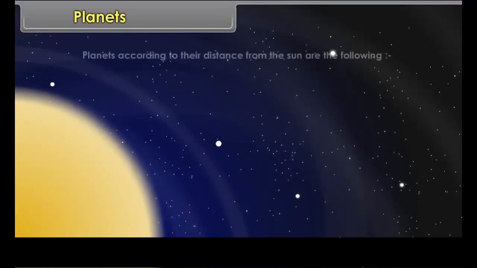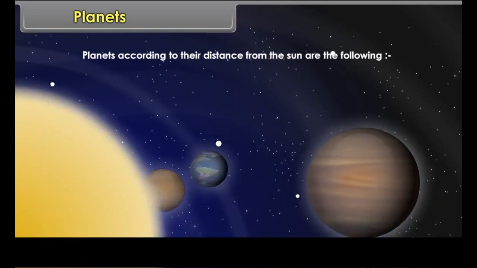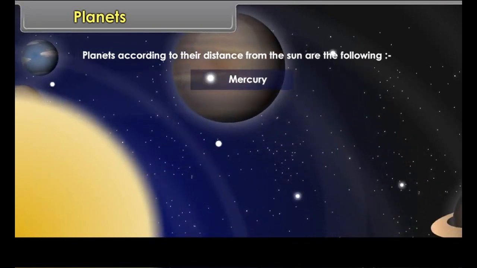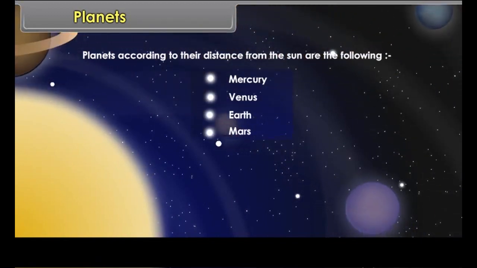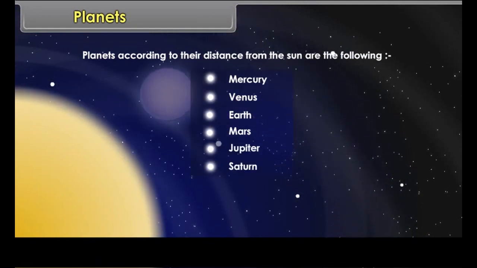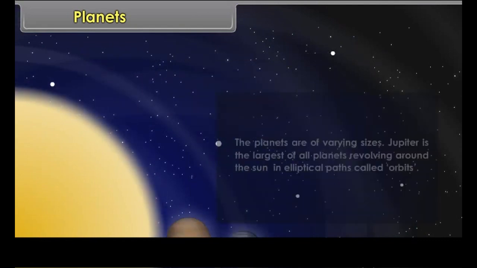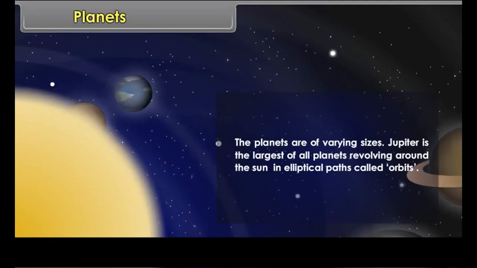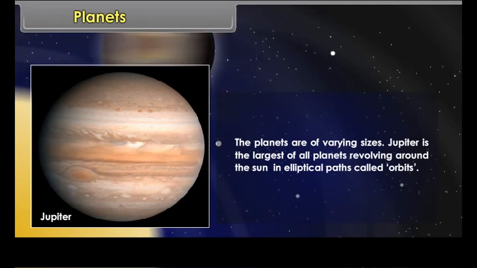Planets. Planets, according to their distance from the sun, are the following: Mercury, Venus, Earth, Mars, Jupiter, Saturn, Uranus, Neptune. The planets are of varying sizes. Jupiter is the largest of all planets, revolving around the sun in elliptical paths called orbits.